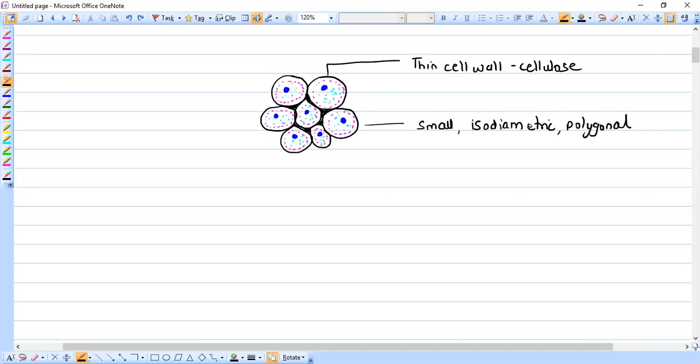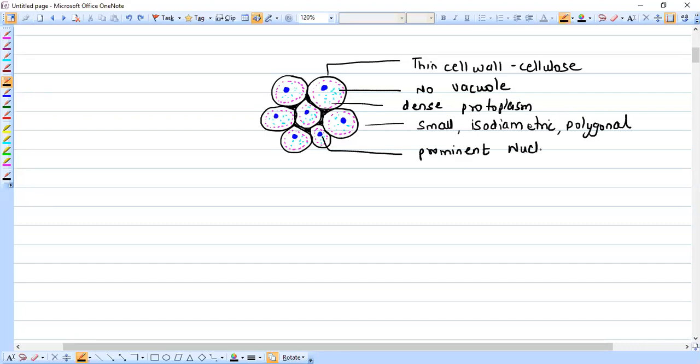There is no vacuole present here. Most interesting, there is no vacuole. And I can say they have a dense protoplasm. And inside the dense protoplasm, you are seeing a prominent nucleus. So there is a prominent nucleus present.